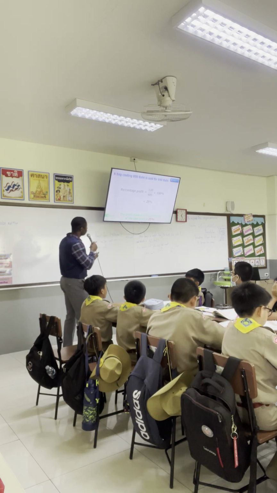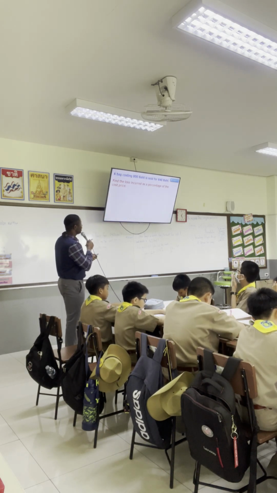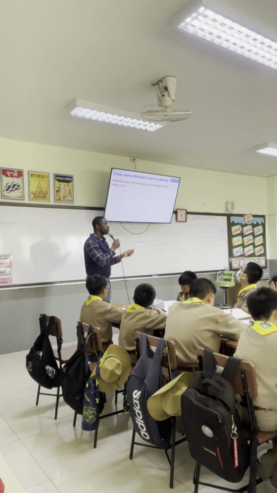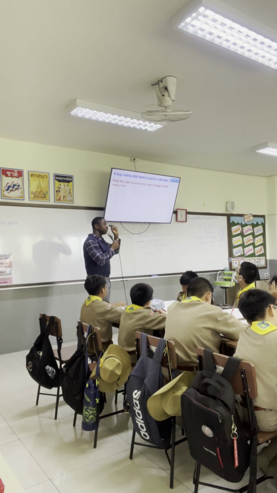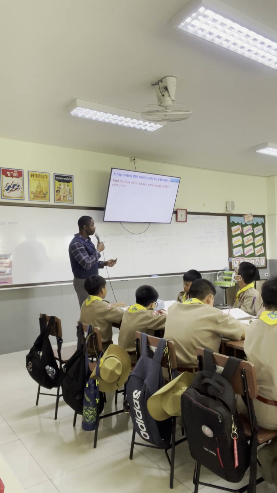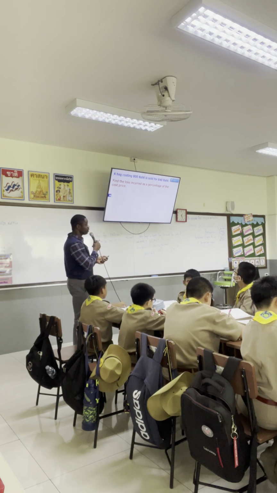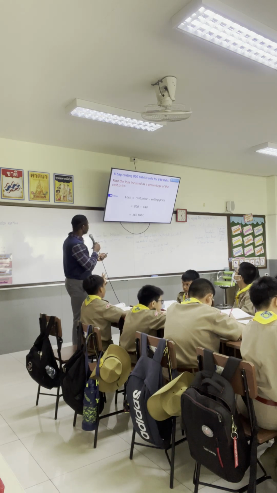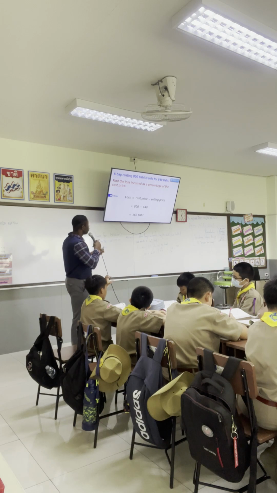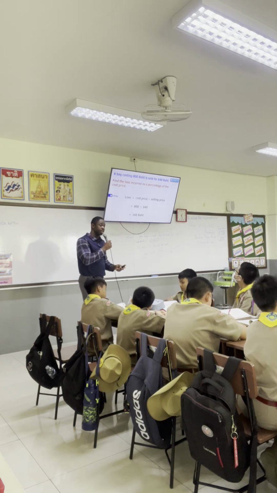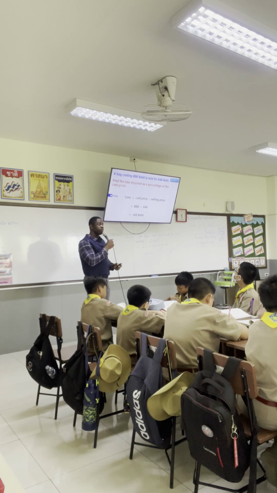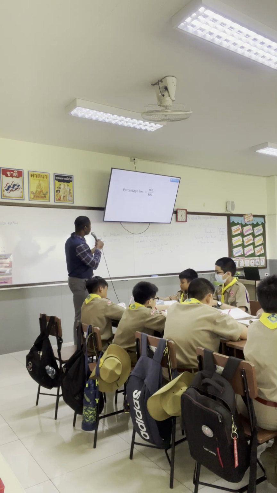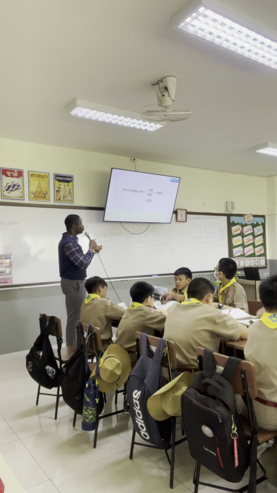Let's see one more. A bag costing 800 baht is sold for 640. What's the percentage loss here? What's the loss first? The loss will be 160 baht, right? So what would be the percentage loss now? Over 800 times 100. There you go. So it would be 20%.